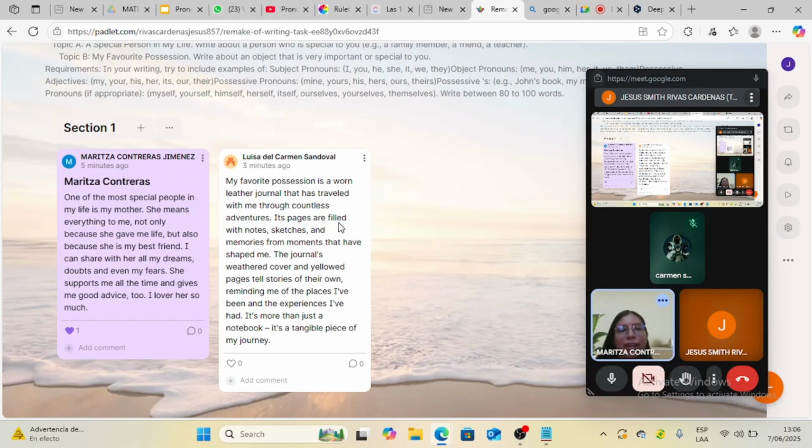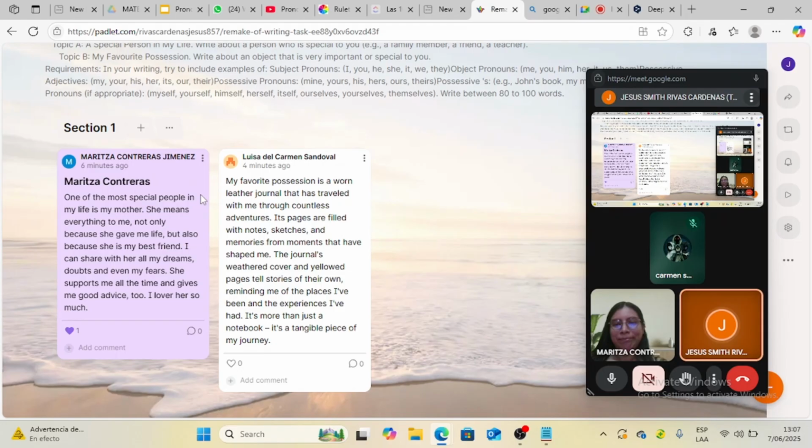So, in this text, I use subject pronouns, for example, she, I. Also, I use object pronouns like me, her. Congratulations, Maritza. You did it very well. I'm surprised. Thank you.